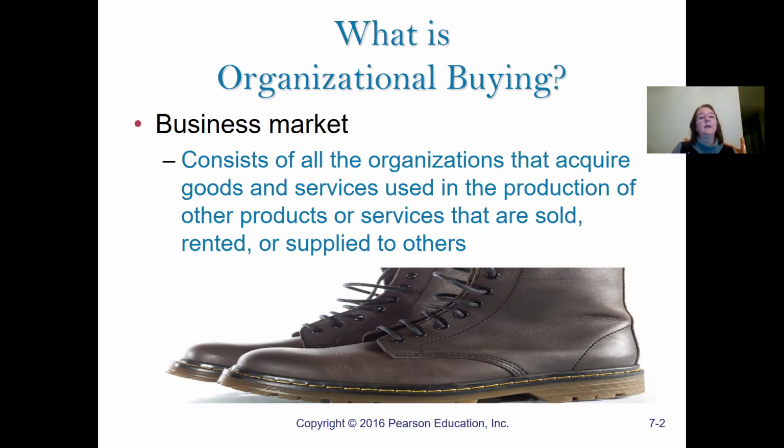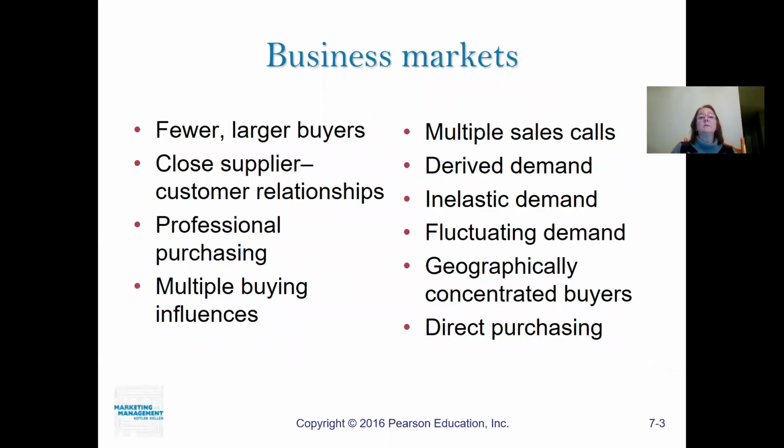What is organizational buying? Basically, it's all the organizations that acquire goods and services that they use in production of other products or services that are sold, rented, or supplied to other people. So some of the characteristics of business markets: they are fewer but larger buyers. They have a close supplier-customer relationship. The purchasing becomes more professional and less emotional. There are multiple influences on the buying process. There are multiple sales calls. The demand is derived. In other words, it is dependent on how much other people are buying, and it fluctuates with the economy based on what consumers are buying.